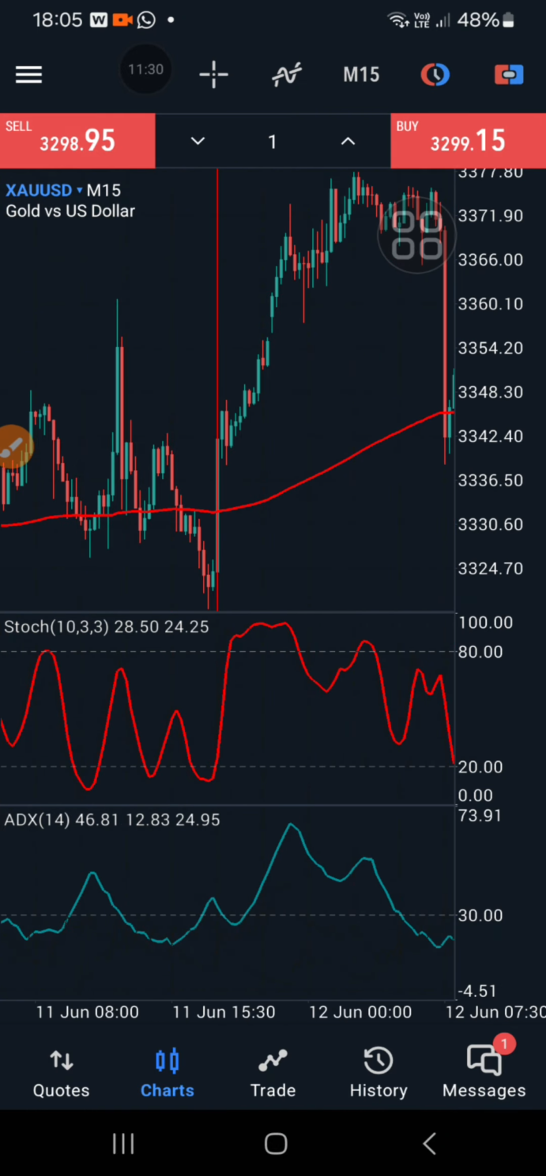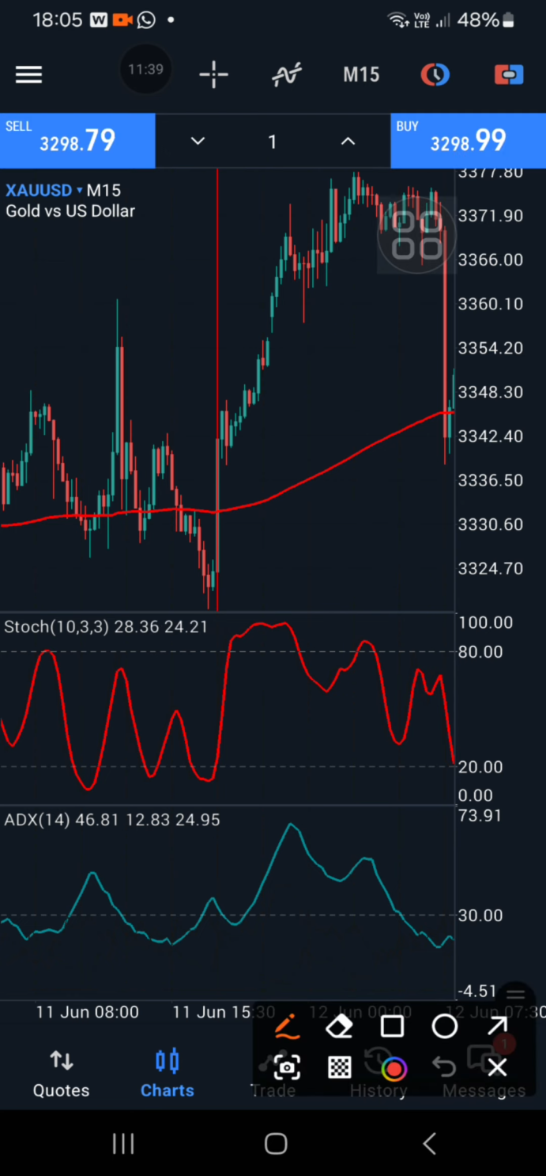So here we can see the first condition is this. We need to check on the main chart if price is above the moving average. That means we're in a bullish trend. Price is above the candles. The candles are above this moving average here. So that's the first confirmation.